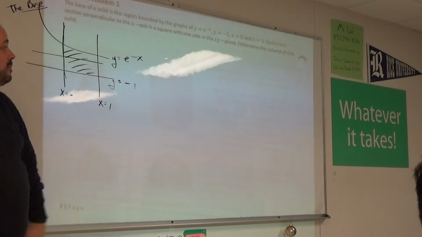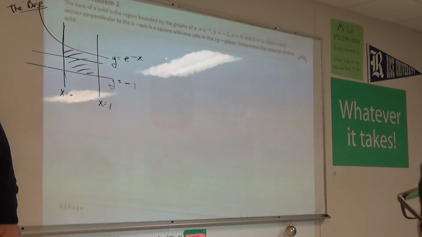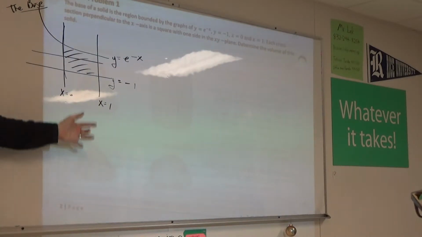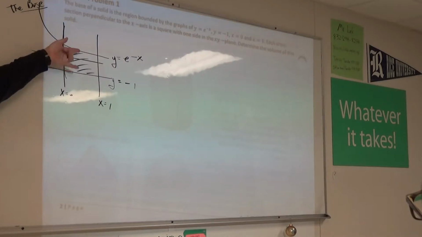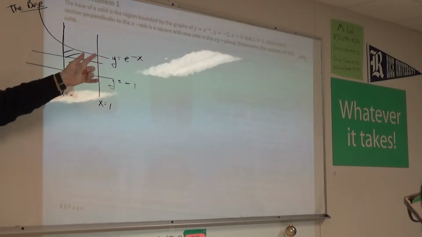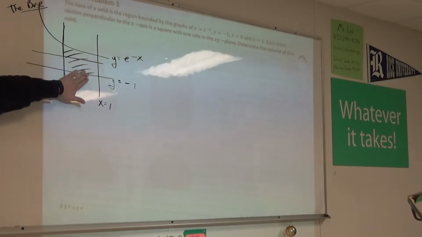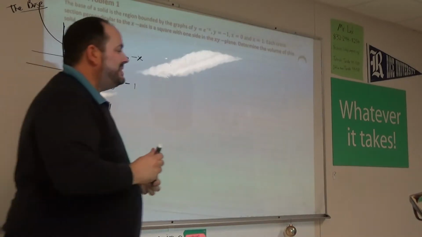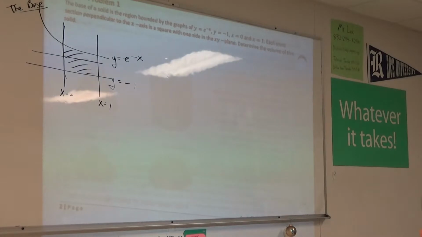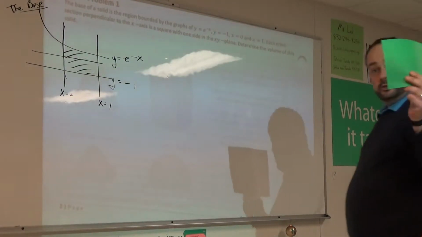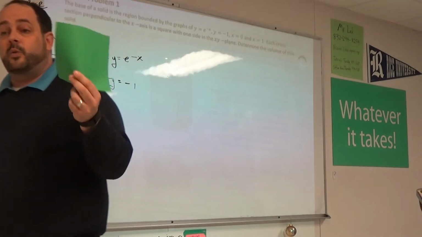Now, at no point am I asking you for the area of the base. I'm also not asking you to spin the region. There's no words of revolution here. There's no spinning verbs. This is your base. What do you do with the base? What does the problem tell you to do? Put squares. Determine the volume of this. I need squares.